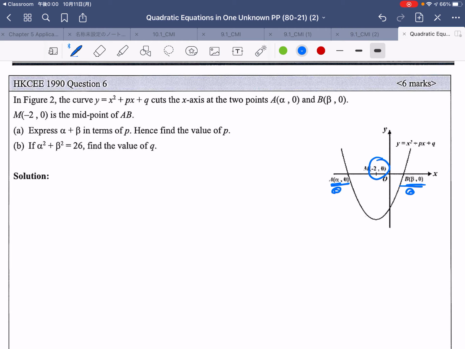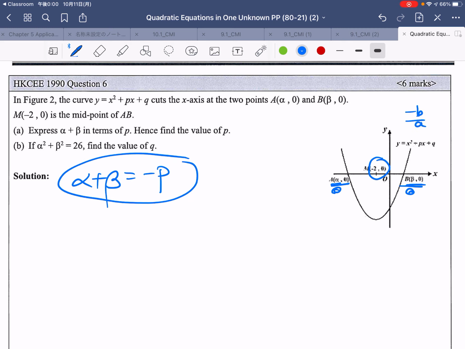You have the sum of roots, alpha plus beta equals negative p over 1, because negative p over a is the sum of roots. So how do you get the value of p? Actually, this is the midpoint. Do you still remember, if we have 2 points? This you learned in Form 3.